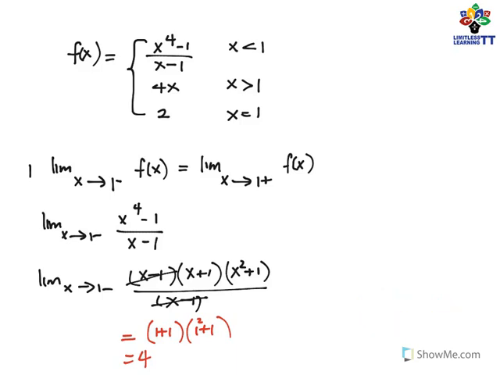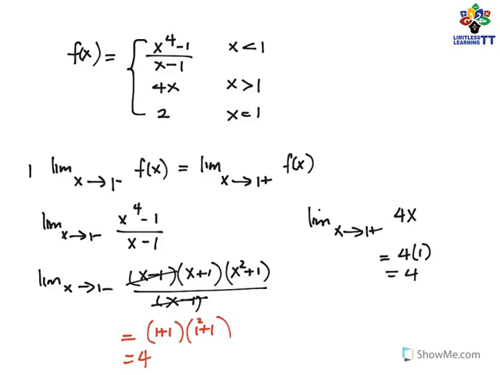Now I need to check what happens when I am approaching my limits from the right-hand side, which is looking at 1 plus, and then that f of x that corresponds to that is when x is greater than 1. So I'm looking at 4x out of my piecewise function, and once I substitute x being equal to 1 into this function, I'm going to get 4 times 1, which is equal to 4.